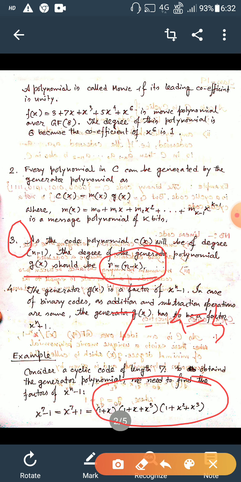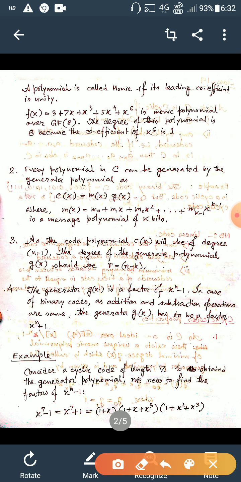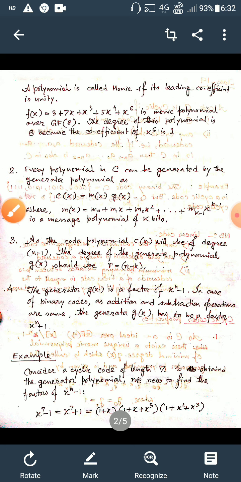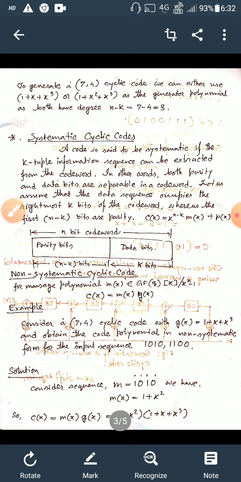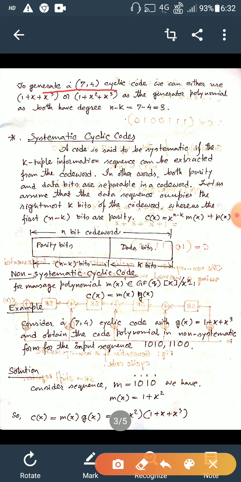In this case, we can consider this one and this one, not the 1 plus x. So these two, that is 1 plus x plus x cube and 1 plus x square plus x cube, can be considered for the generator polynomial of a cyclic code. Check that this is given to you. Look here, it is the generator polynomial for the 7, 4 cyclic code.